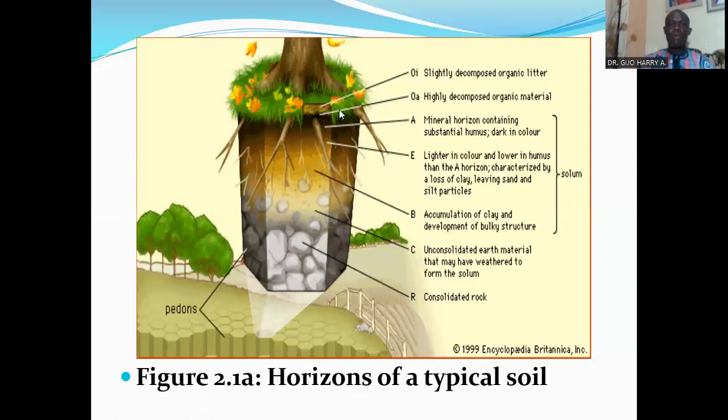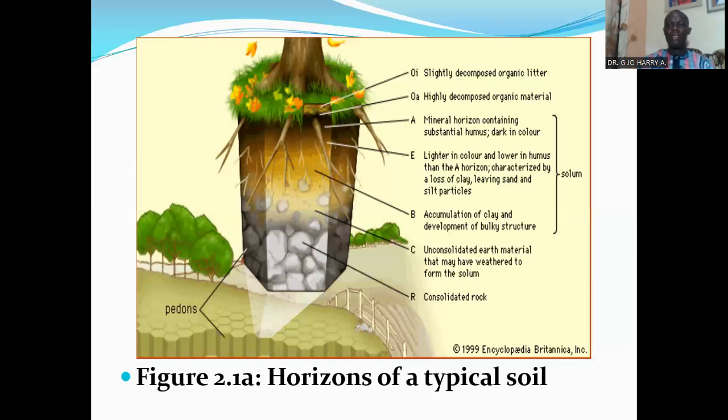Below the O horizon is the A horizon. The A horizon, as described already, is a mineral horizon containing substantial humus and is dark in color. Earlier, we have said that it has humified organic matter that has formed humus, which has already undergone decomposition, concentrated in the A horizon.